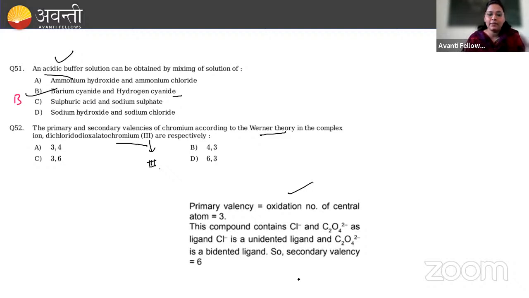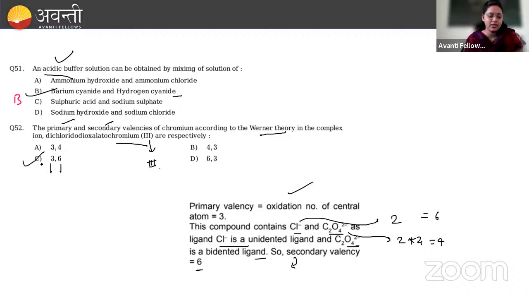Here the compound contains Cl minus ion and C2O4 2 minus ion as ligands. Cl minus ion is a unidentate ligand. On the other hand, C2O4 2 minus is a bidentate ligand. So the secondary valency will become 6, because Cl minus are present 2 and C2O4 2 minus are present 2. So 2 into 2, that is 2 plus 2, 4, and 2, 4 plus 2, 6. Secondary valency will be 6 and primary valency will be 3. So primary is 3 and secondary is 6. So option C is the correct answer here. Any doubts, everyone?